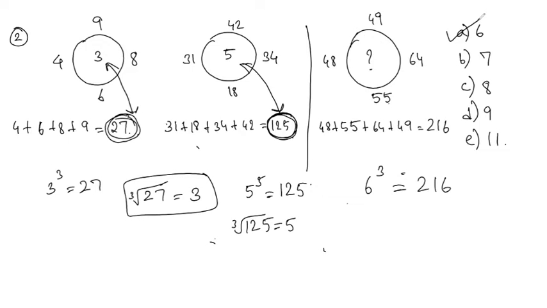Did everyone get it? Why is it 6? Because the cube root of 216 is 6. So inside the circle, 6 is the answer. Okay, that's why you should remember squares of numbers and cubes of numbers. Okay, we'll do the next one.